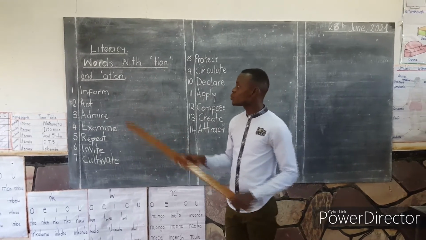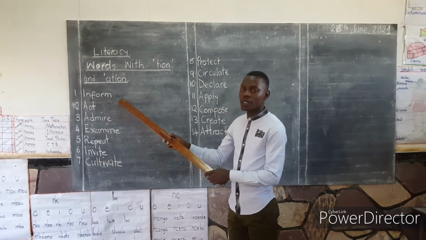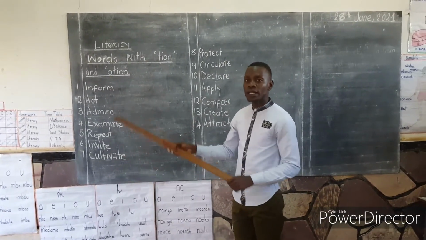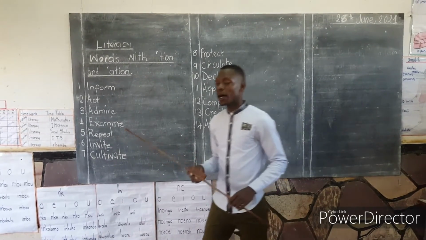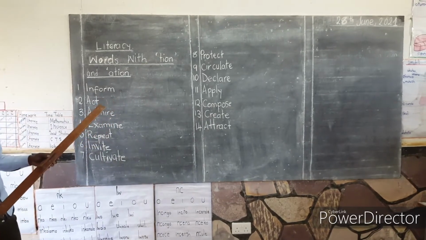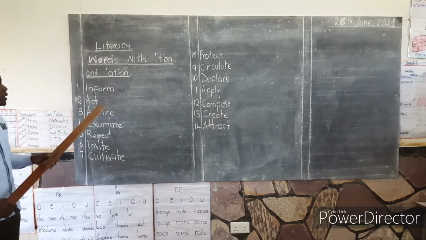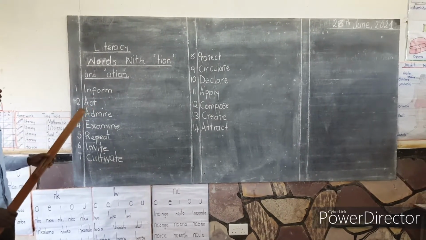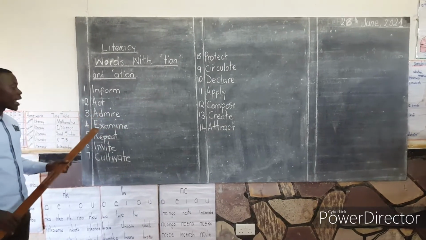Now, before we come to adding these two endings to these words, I would like us to go through them, read them, and also know how to spell. So, I'm inviting you to read with me. The first word is inform. Inform. Number 2, act. Act. Number 3, admire. Admire.